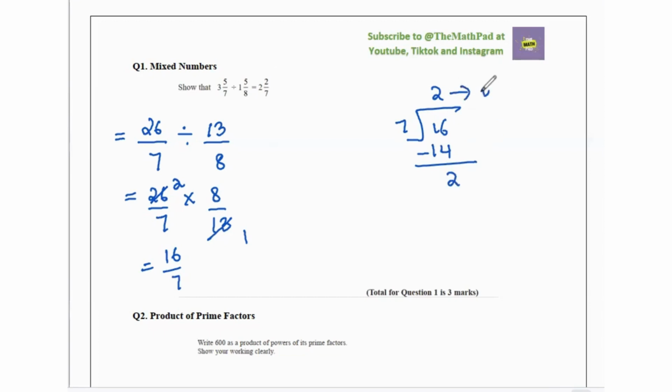The quotient is your whole number. Remainder is your numerator. And denominator remains the same. Hence, 16 over 7 is the same as 2 whole number 2 over 7, which is exactly what the question wanted us to prove.